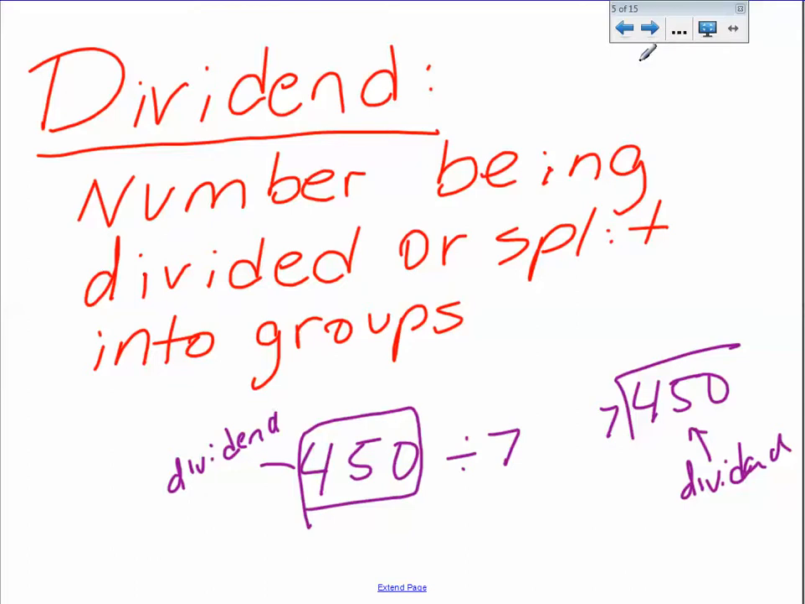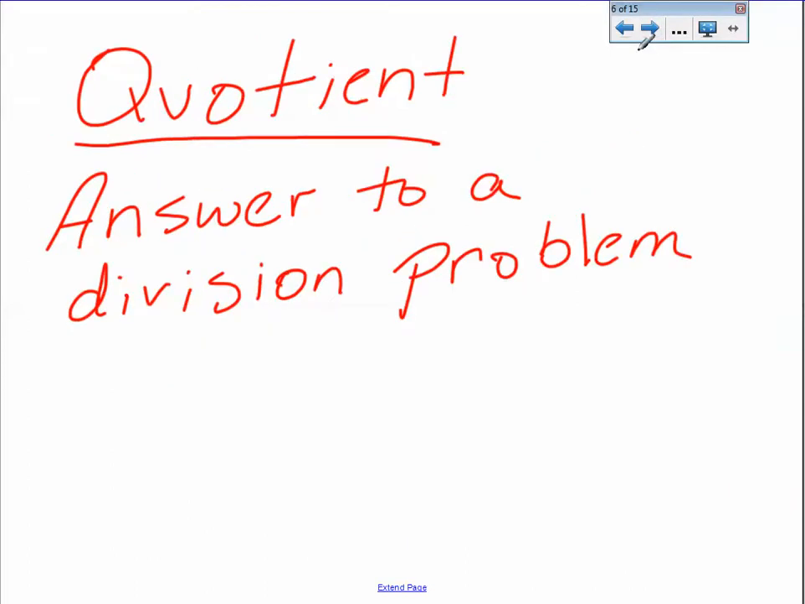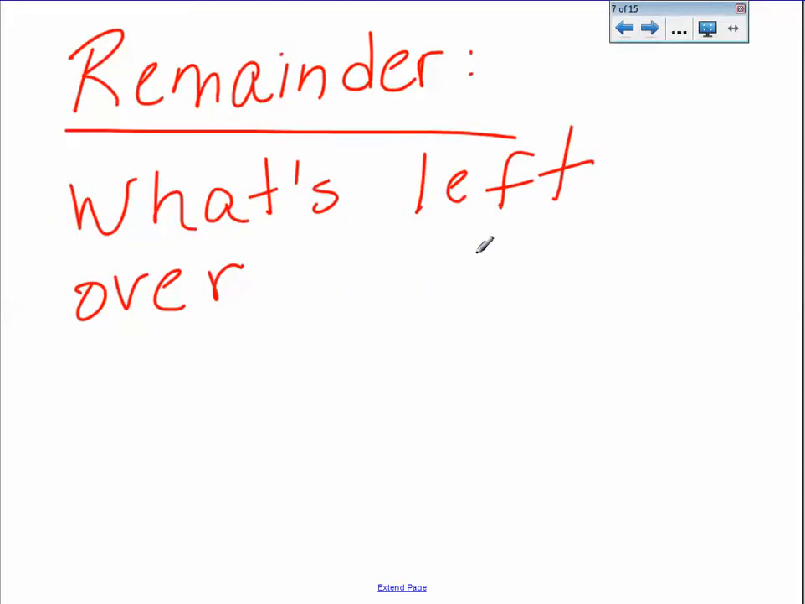Now, we'll go ahead and do the quotient, the answer to a division problem. So that's when you're finally said and done. If I said something like 9 divided by 3, and the answer was 3, this is my quotient, my answer. And then sometimes you have a remainder, what's left over. But we also sometimes turn that remainder into a fraction.